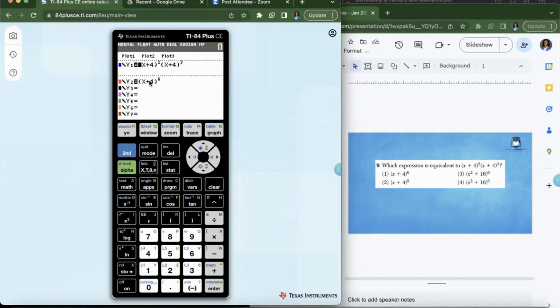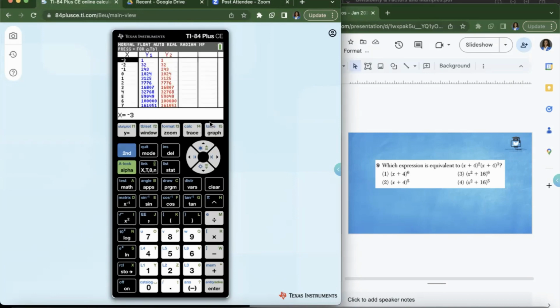You have the choice of entering all 4 answer choices into y2, 3, 4, and 5. I believe I showed you that in a different video. Or for some people who prefer to not see so many numbers and variables in one screen, you can test them out one at a time. So let's go ahead and test out answer choice 2. X plus 4 is exactly the same, but this time the exponent is 5. Let's take a look to see if they're exactly the same.